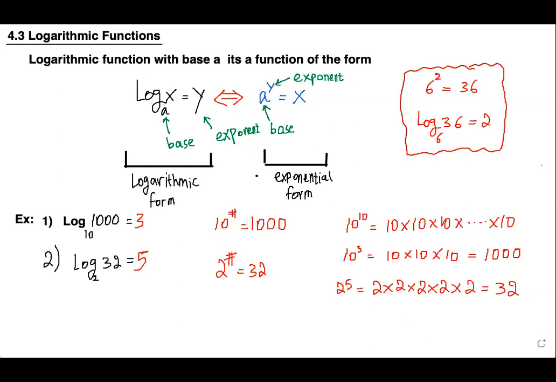Okay, so here is 3, here is 5. Actually, the logarithm asks for the exponent. 10 to which exponent, or to which power, gives me 1,000? 2 to which power, or to which exponent, gives me 32? So the answer is 5.